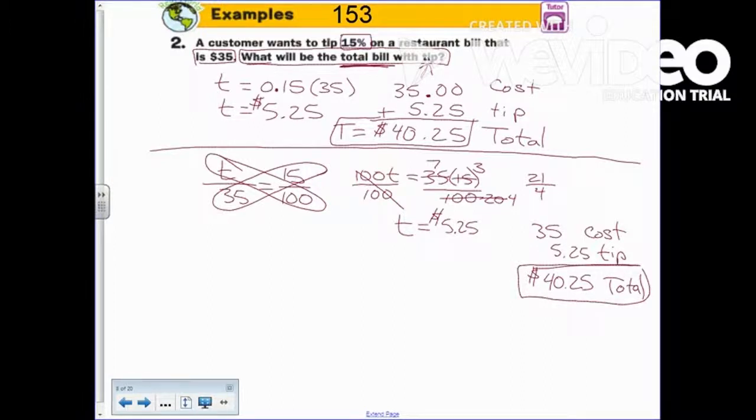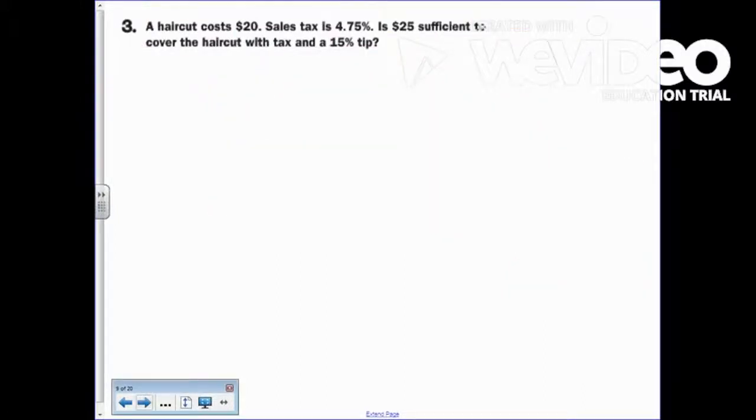So that's how it works with an equation and with a proportion. Take a look at example 3. It says a haircut costs $20. Sales tax is 4.75%. Is $25 sufficient to cover the haircut with tax and a 15% tip?